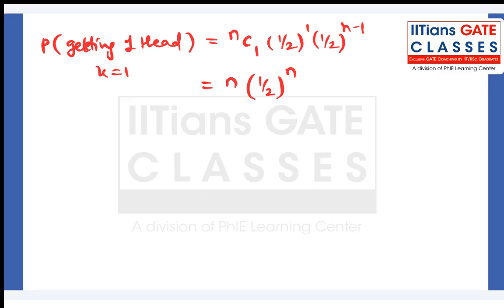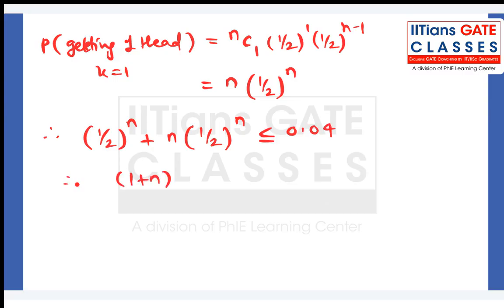Okay, so therefore the total probability, this is for getting no head and this is for getting only one head in n trials, has to be less than 0.04. Okay, so therefore (1 plus n) into 1 by 2 power n has to be less than 0.04. Okay, so now you can solve this by taking logs on both sides, etc. But in your exam hall, this is not that feasible. So what you can do, you can take any values of n, because there are no options in this question. So you are supposed to go by hit and trial.